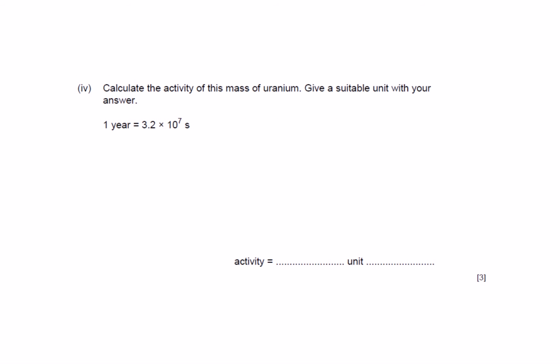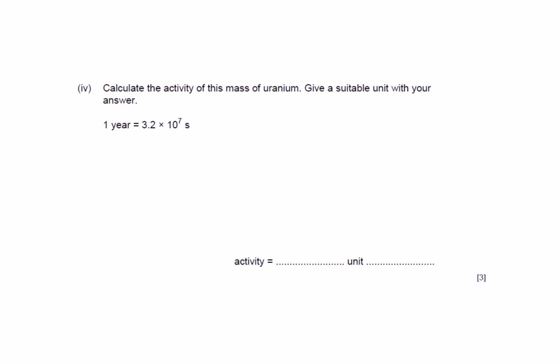And now finally on to the last part of the question. Calculate the activity of this mass of uranium. Give a suitable unit with your answer. 1 year is 3.2 times 10 to the 7 seconds.